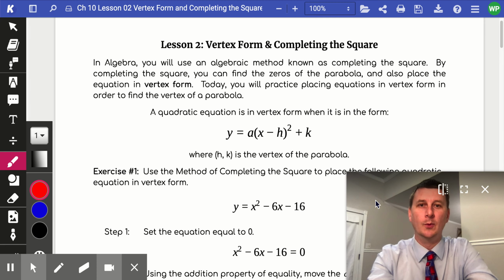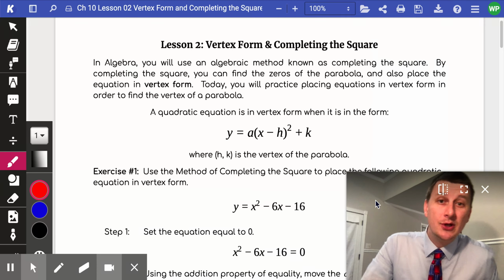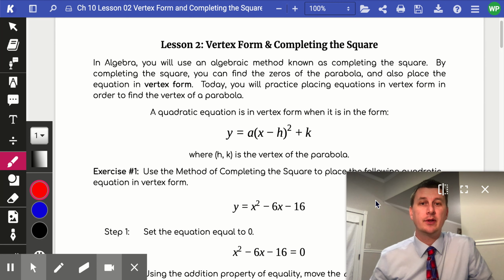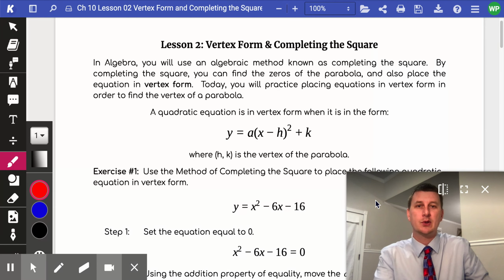Hi. So we're going to continue on with lesson number 2 now in chapter 10, and this is going to be on vertex form and completing the square.